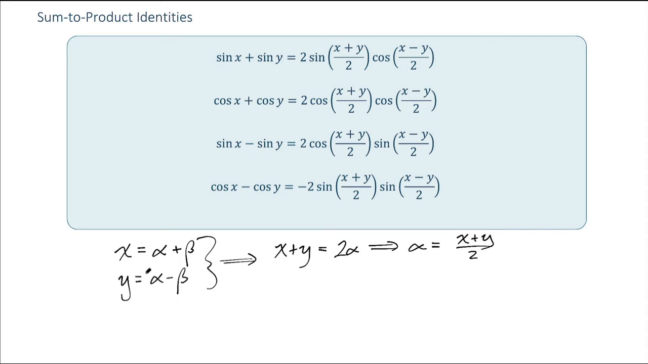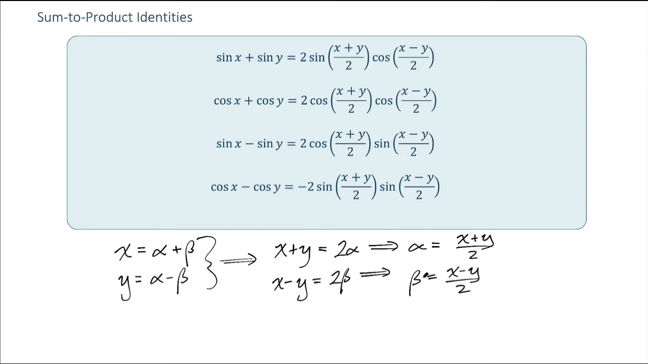We could also subtract these two. And if we subtract them, we're going to take x minus y. The alphas will cancel. We get beta minus a negative beta, which is 2 beta. And then if we divide by 2, we get beta equals x minus y over 2.